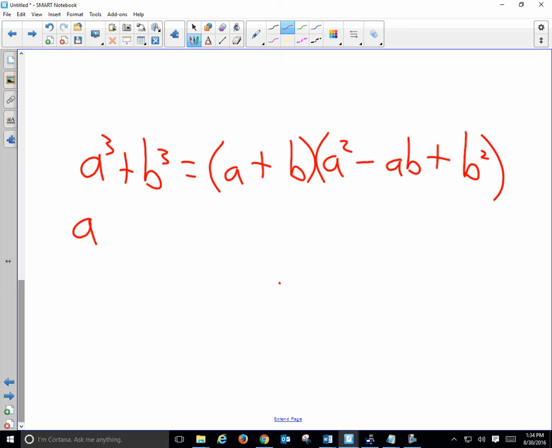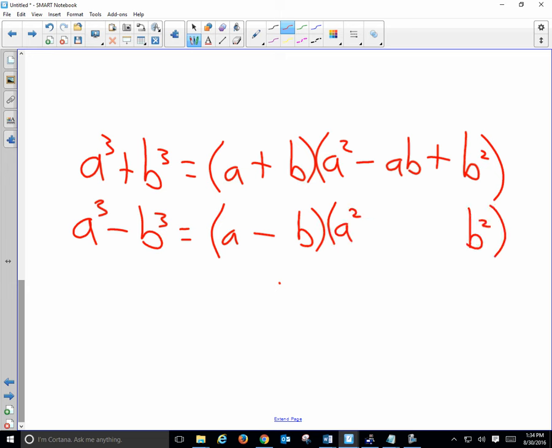We'll do it again. A cubed minus b cubed. Figure out a and b. If it's minus, minus. Square the front. Square the back. Multiply the two together for the middle. The end is always plus. The middle is opposite this. That's how I remember it.